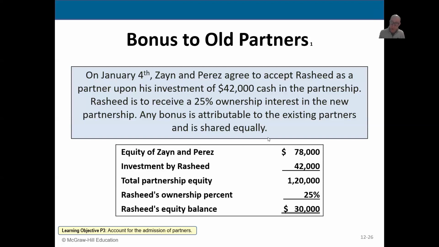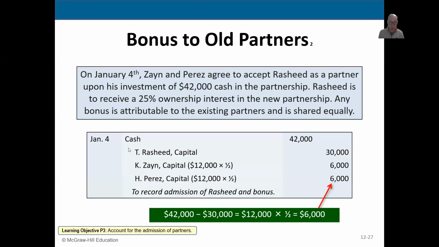That clearly means that the difference went to the existing partners. So how does that work? Invest 42,000, balance is 30,000. The bonuses get paid equally to the two partners. So cash 42,000 minus the 30,000 balance equals 12,000. The 12,000 gets shared equally between the partners. So 12,000 divided by 2, 6,000. $6,000 bonus gets paid into the capital of the two existing partners. That's how that works.